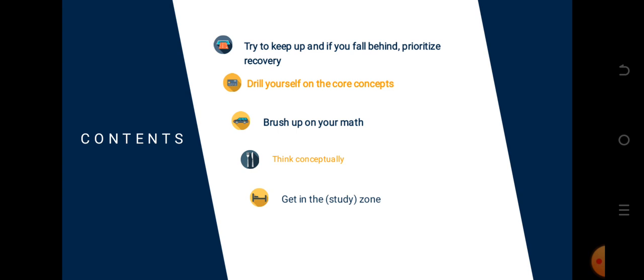Number 4, you need to think conceptually. There are problems in physics that we need to solve, but how we solve those problems is by thinking conceptually. You think in line with the concept of that topic before you can address that question accordingly. Then number 5, get in the study zone. You cannot afford to study carelessly as far as physics is concerned. So I will be going into details of those 5 points as I proceed.